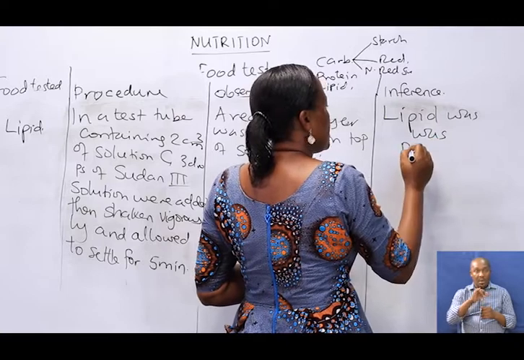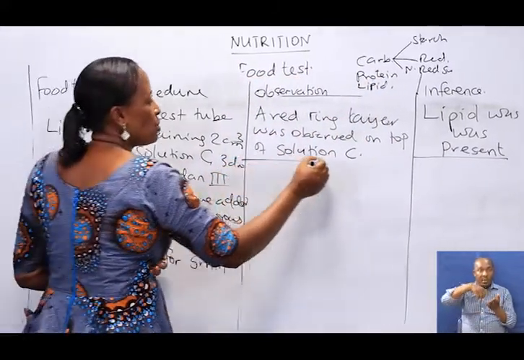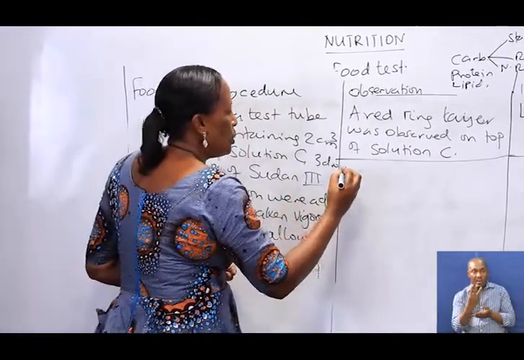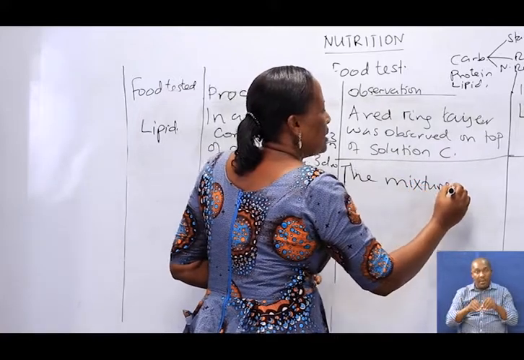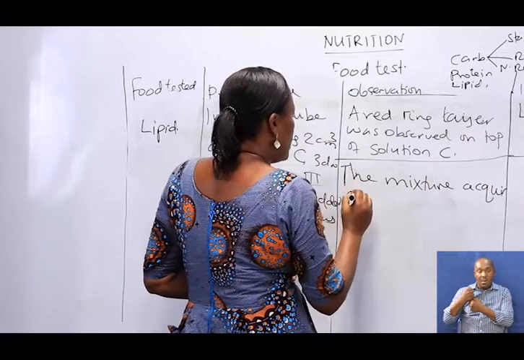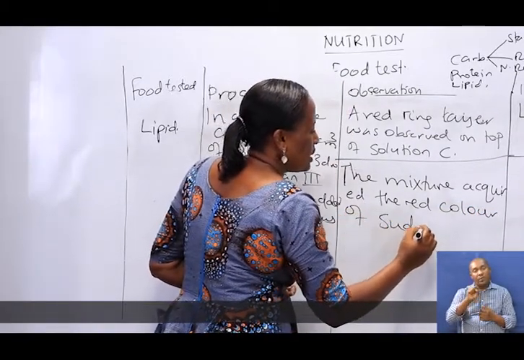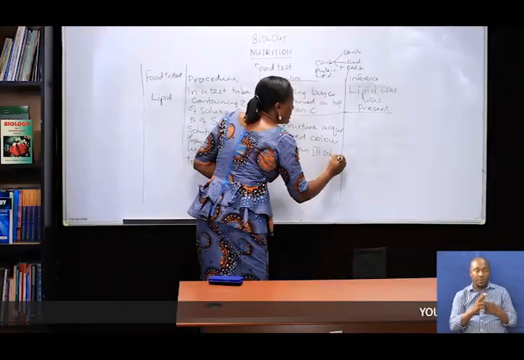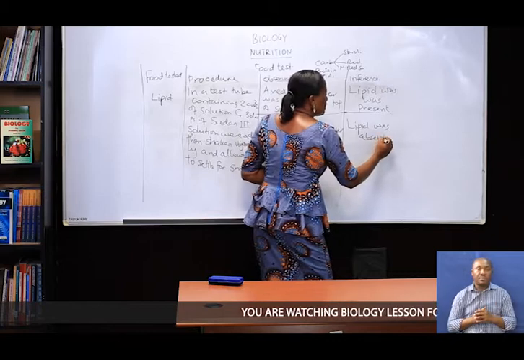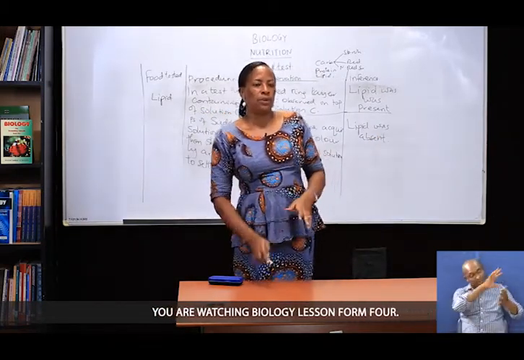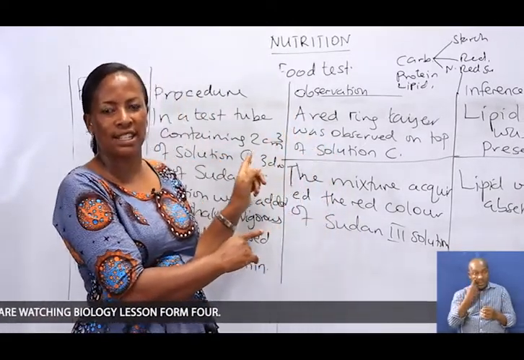Lipid was present because the lipid has an ability of catching the components of Sudan 3. If there is no lipid, the mixture acquired the red color of Sudan 3 solution. This means lipid was absent. This is how someone can perform an experiment of food test and also write a food test report.